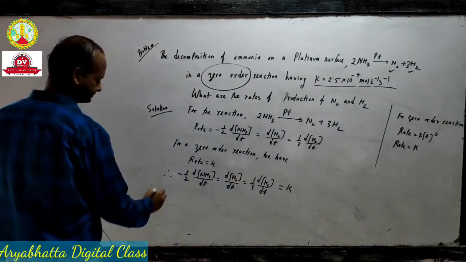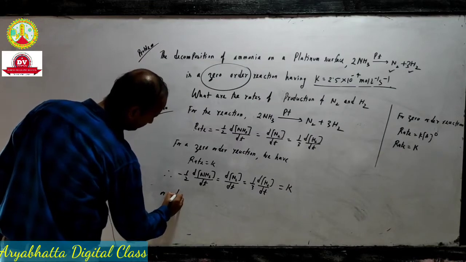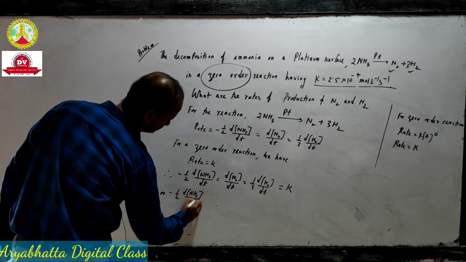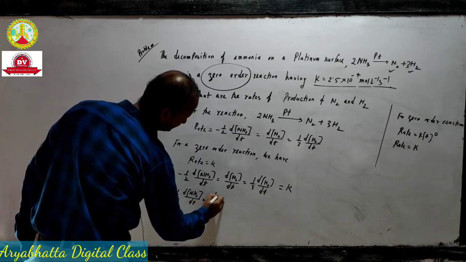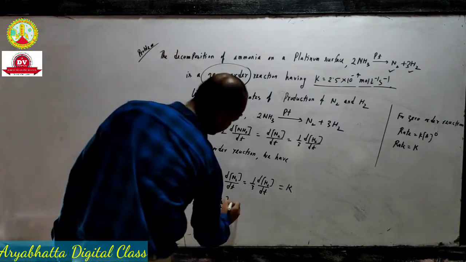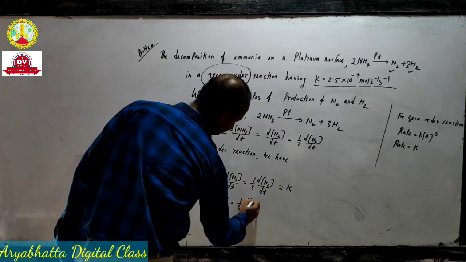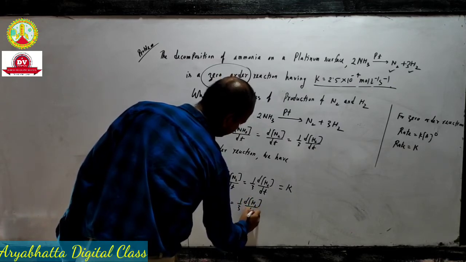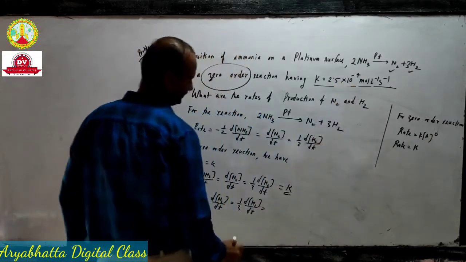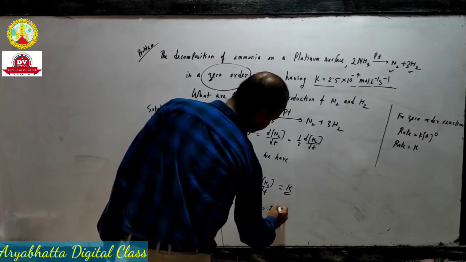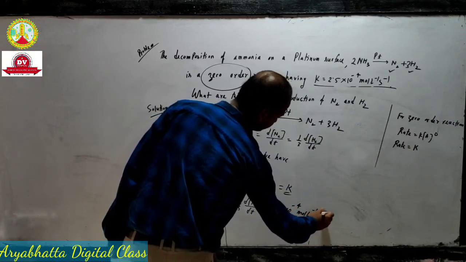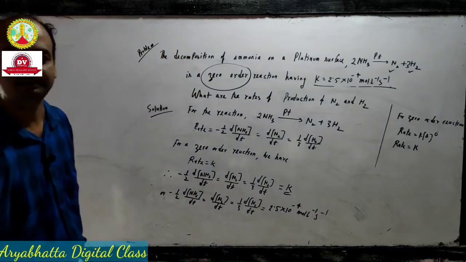So we have 1/2 d[NH3]/dt, d[N2]/dt, and 1/3 d[H2]/dt. In place of k, just put the value: 2.5 into 10 to the power minus 4 mol liter inverse second inverse. Clear? Let me repeat.